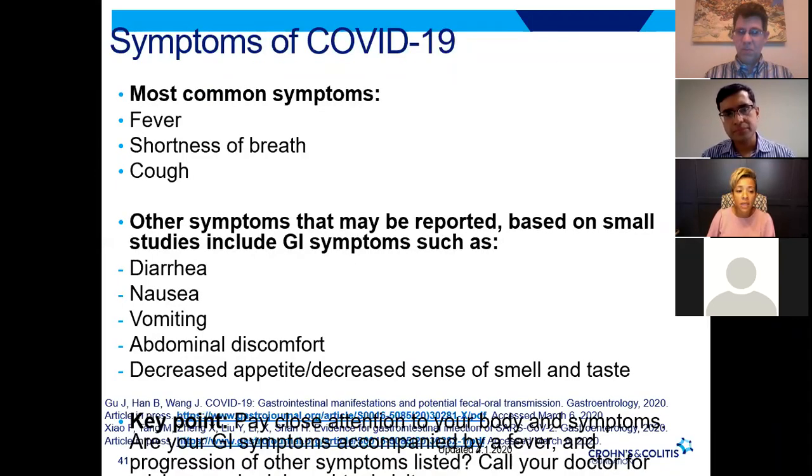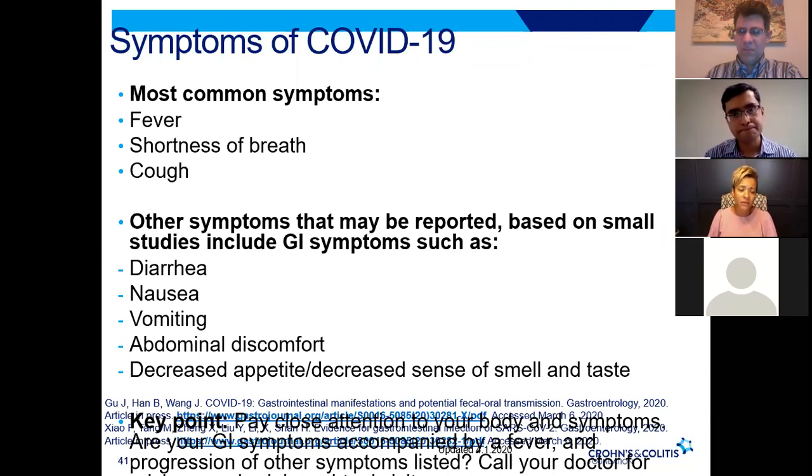What are the symptoms of COVID-19? So the most common symptoms are viral symptoms: fever, shortness of breath, cough. Some patients will present with headache, myalgias or body aches, fatigue. And then more recently, we've heard more patients present with gastrointestinal symptoms. We've also seen more studies showing that perhaps more patients than what we thought before do come in with one or more gastrointestinal symptoms. And these include diarrhea, nausea, vomiting, abdominal discomfort. We've heard more and more about a decreased sense of smell and taste and decreased appetite.